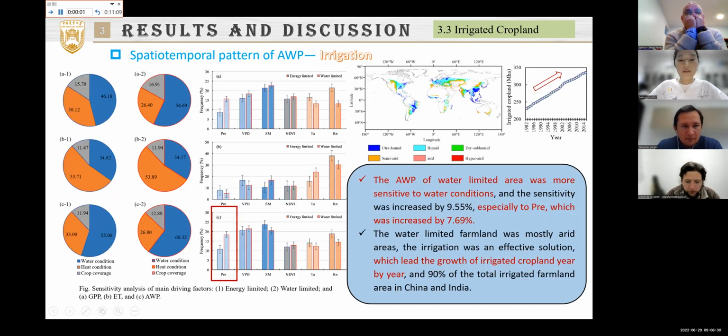Further, we are going to discuss the difference in driving mechanism. We found that water limited cropland was more sensitive to water condition, and the sensitivity increased by 9.6%, especially to precipitation, which increased by 7.7%. And we found that the water limited farmland was mostly arid areas, where irrigation was an effective solution, which led to the growth of irrigated cropland year by year.